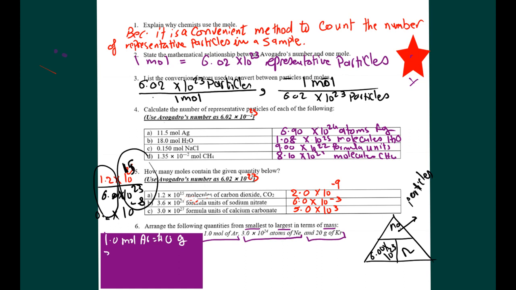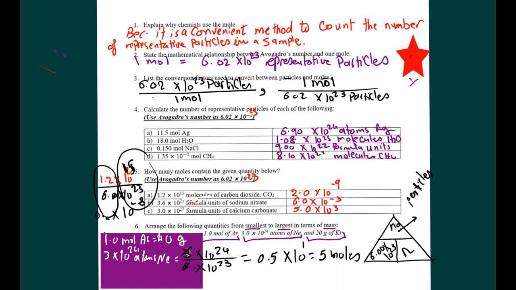Then 3 times 10 power 24 atoms of neon. To change it into mass, you should first change it into moles. To change it into moles, you will divide by Avogadro's number. 3 over 6 equals half. 10 power 24 minus 10 power 23 means 10 power 1. Half times 10 equals 5. So we have 5 moles.